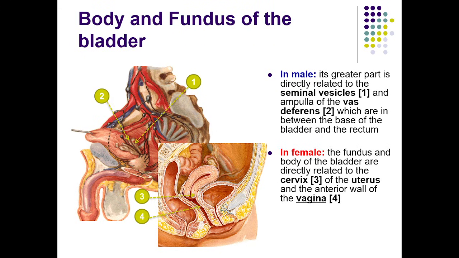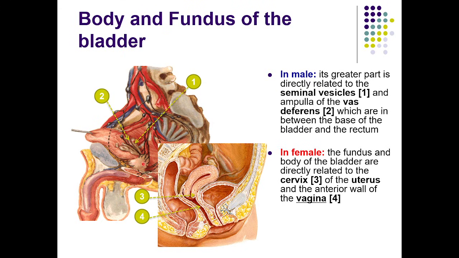Now about the anatomical relations of the fundus of the bladder and body of the bladder. We have two pictures, male and female, right? In the male body, what do we have behind the body of the bladder? Seminal vesicles and vas deferens. In the female body, behind the bladder, we have the uterus, specifically the cervix of the uterus, and the vagina. So vagina and cervix of the uterus in the female body; in the male body, vas deferens and seminal vesicles. Are we good? So that's behind. What is underneath?